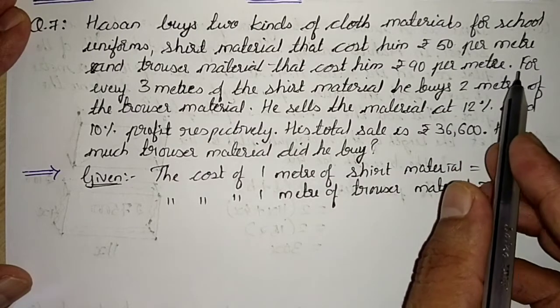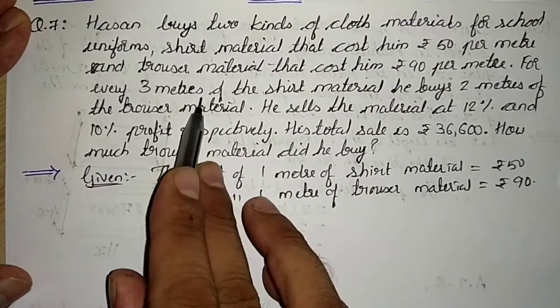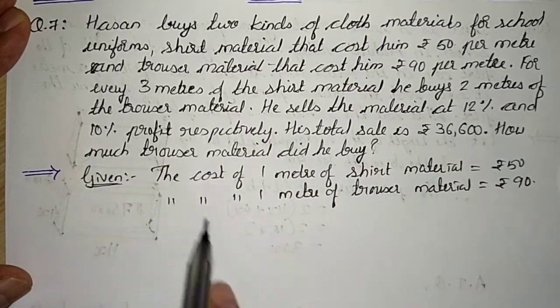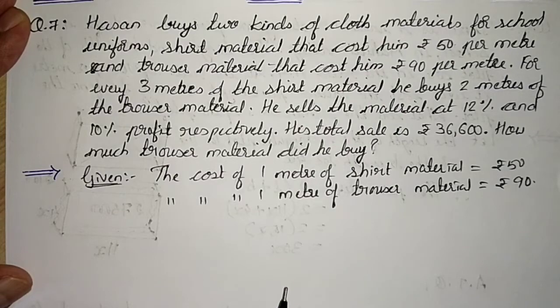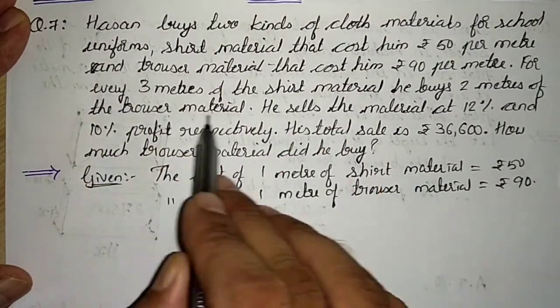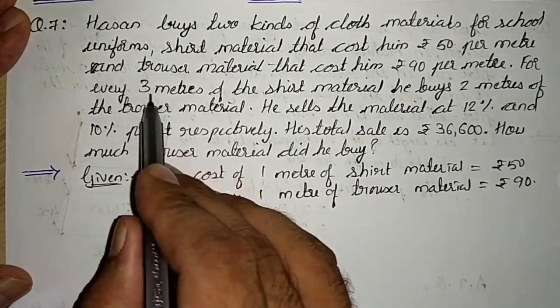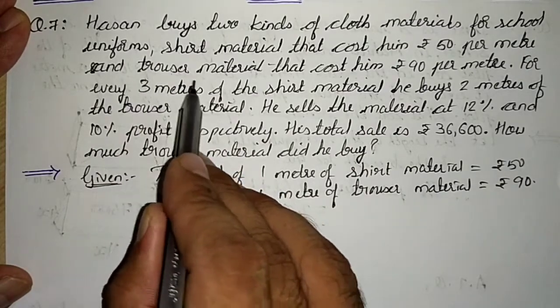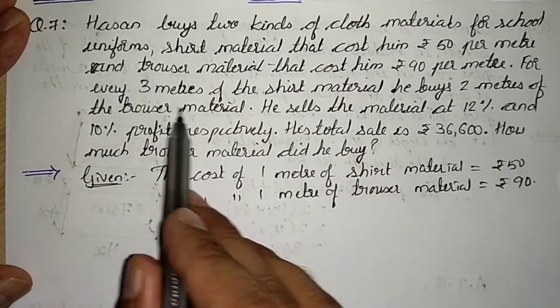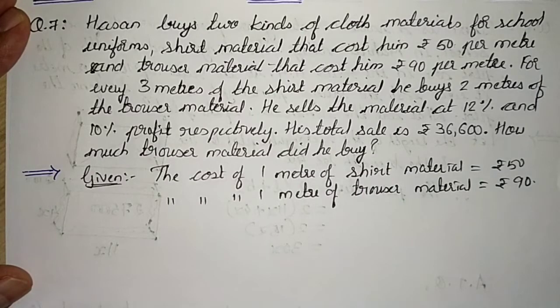Now moving further, for every 3 meters of shirt material he buys 2 meters of trouser material. That means they have given us the total shirt material and trouser material in ratio. When he buys 3 meters of shirt material, he buys 2 meters of trouser material. That is 3:2. And you know students, whenever they have given us a ratio, we take those terms in terms of x.